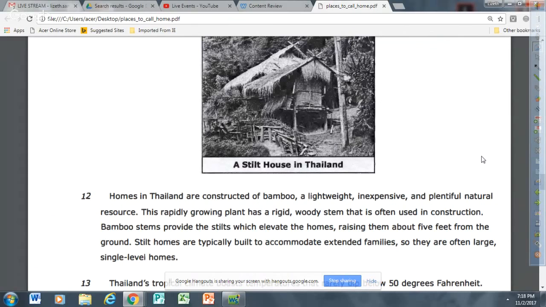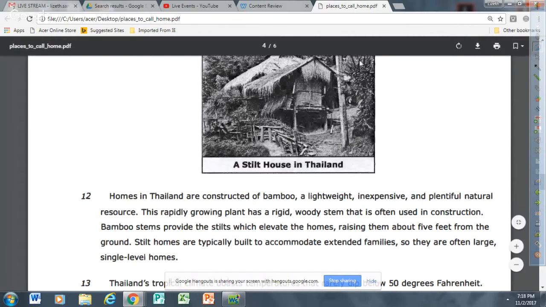Stilt homes are typically built to accommodate extended families, so they're often large and single-level homes. Single level means it just has one floor. So even though they're high up, it's just one floor. They don't have more stories, but they're pretty large and extended families live there.